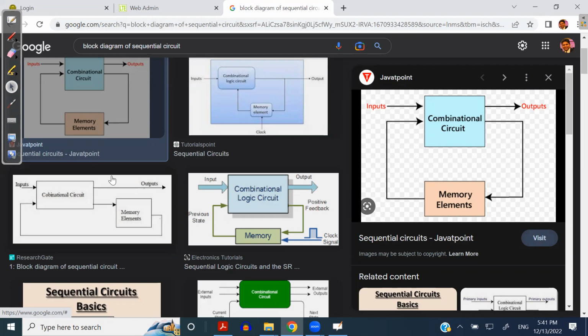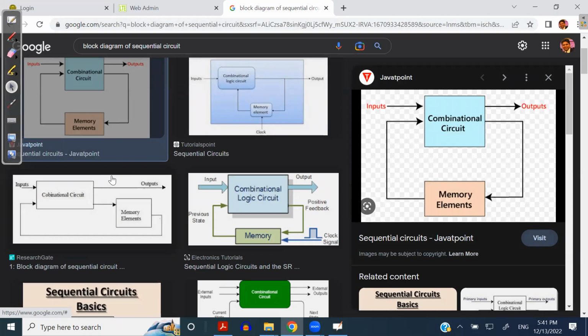Memory elements are made out of sequential circuits. What are the sequential circuits? Those are the flip-flops, right, that we are going to use. The upper part is made out of combinational circuits. The latter part is made out of sequential circuits.